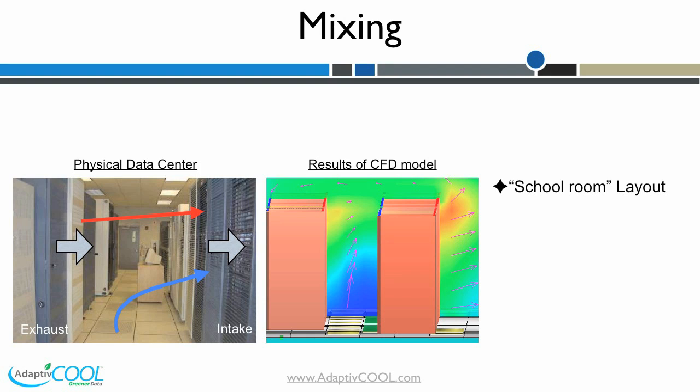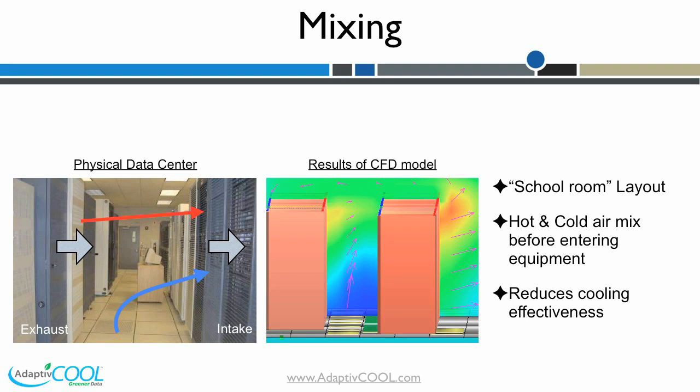Due to the mixing of cold air from the floor and warm air from the racks, the average intake temperature is higher, so more airflow is needed to remove the same amount of heat from the rack. Though this inefficiency cannot be fully eliminated, there are ways to minimize the thermal issues associated with schoolroom layout in a data center.